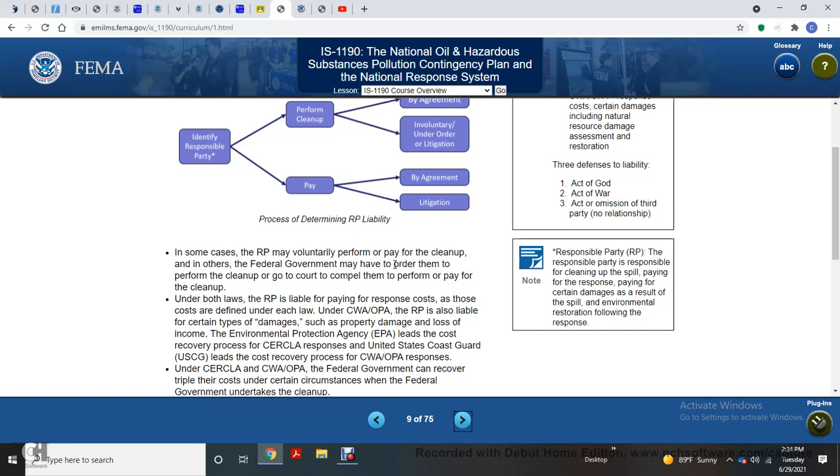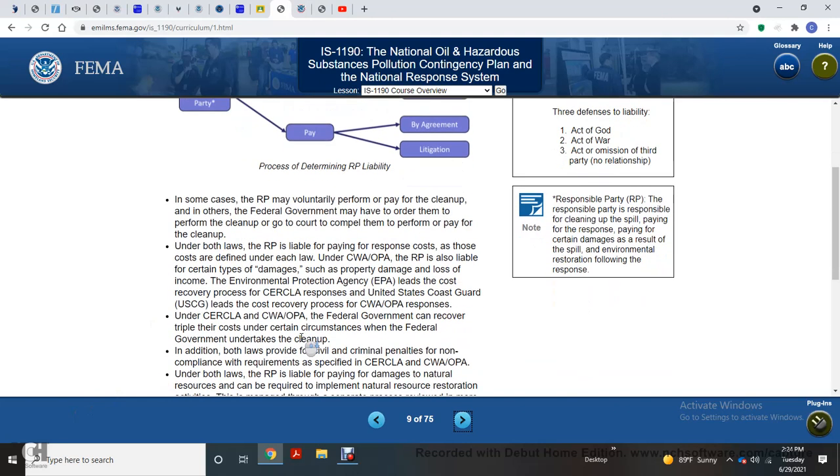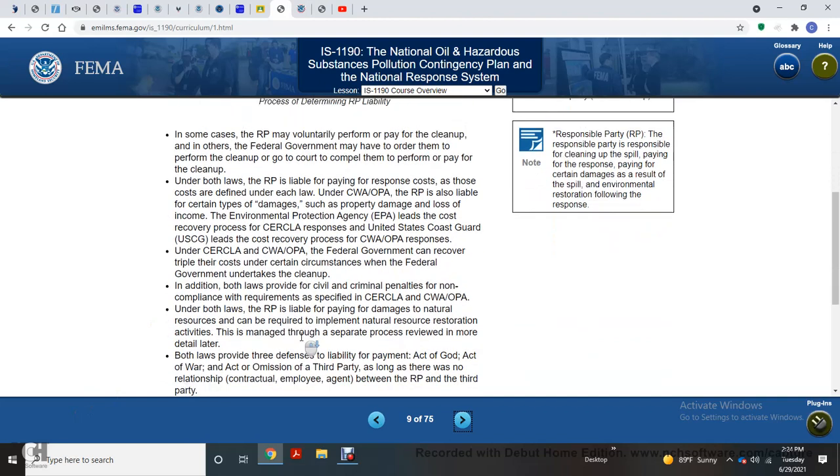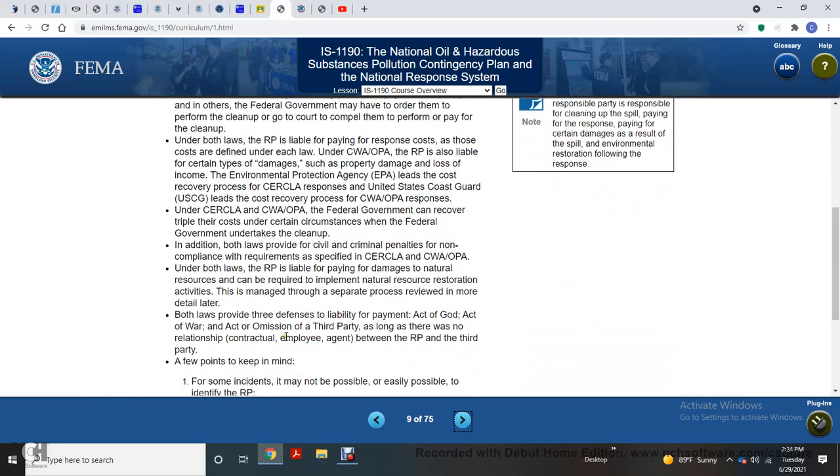Under both laws, the responsible party is liable for paying the response costs as defined in each law. Under the Clean Water Act and Oil Pollution Act, the responsible party is also liable for certain types of damages, such as property damage and loss of income. The Environmental Protection Agency leads cost recovery for CERCLA responses, and the United States Coast Guard leads cost recovery for Clean Water Act and Oil Pollution Act responses. Under all three laws, the federal government can recover triple the cost in circumstances where the federal government undertakes the cleanup.